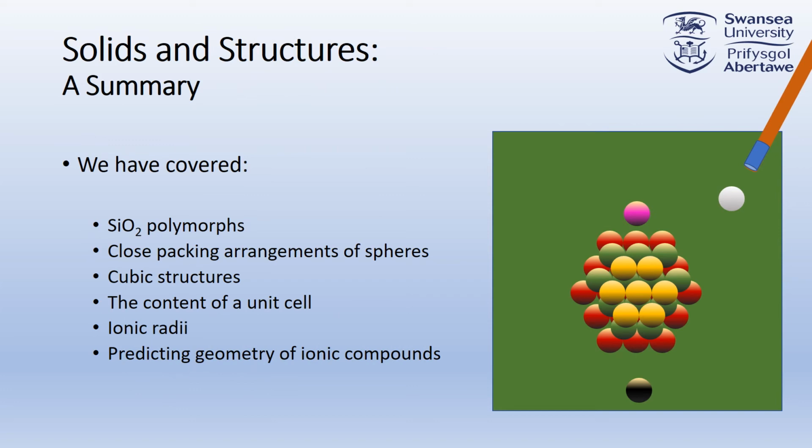So in summary, we have covered silica polymorphs. We have looked at the close packing arrangement of spheres, and thought about the different arrangements that there are. We've looked at the cubic structures. We've looked at how we can characterize and quantify the contents of a unit cell, that little repeatable unit. We have looked at the ionic model again and the variations in ionic radii, and then we've looked at predicting the geometry of ionic compounds from those ionic radii.